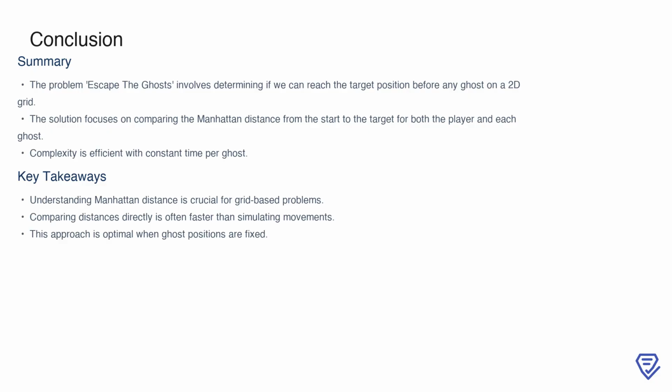Great job completing this problem. In summary, we focused on using Manhattan distance to determine if we could outpace the ghosts. Key takeaways include the importance of distance calculations for grid problems and knowing when to use direct comparisons.